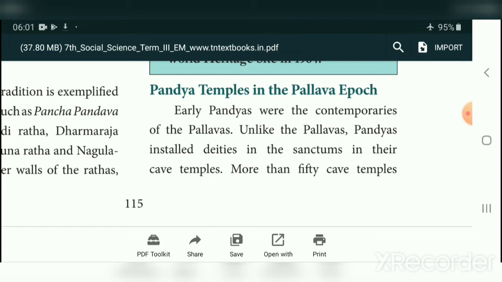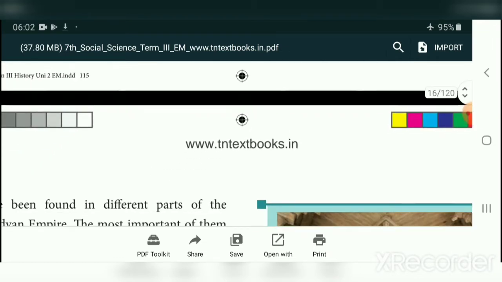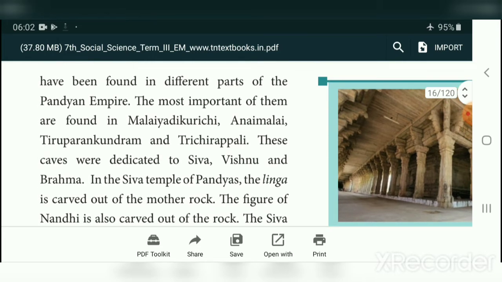Early Pandyas were contemporaries of the Pallavas. So when the Pallavas ruled Kanchipuram, at the same time the Pandyas also ruled in Madurai. People of the same period are called contemporaries. Unlike the Pallavas, Pandyas installed deities in the sanctum, which means Garbhagriha, in their cave temples. So the Pandyas established a separate sanctum in their cave temples. More than 50 cave temples have been found in different parts of the Pandyan Empire.